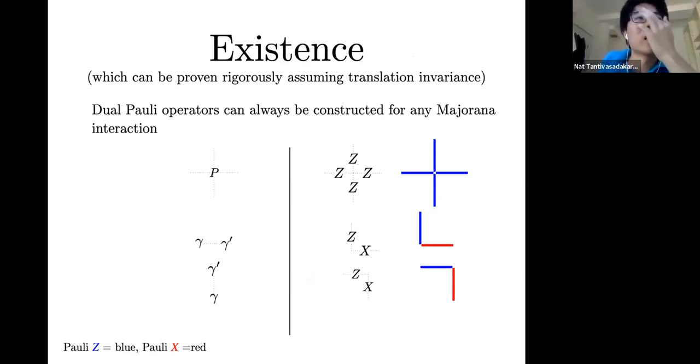If you assume translation invariance, I can prove to you that if you give me any operator and any set of Majorana operators in whatever shape, I can always find dual Pauli operators which have the same commutation relations.